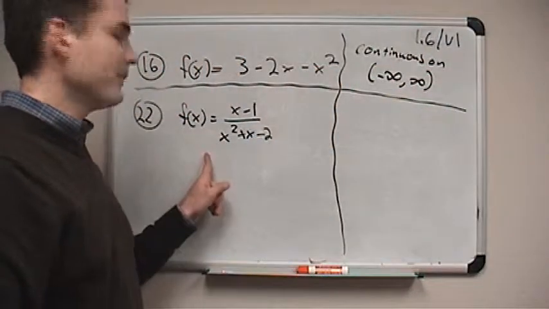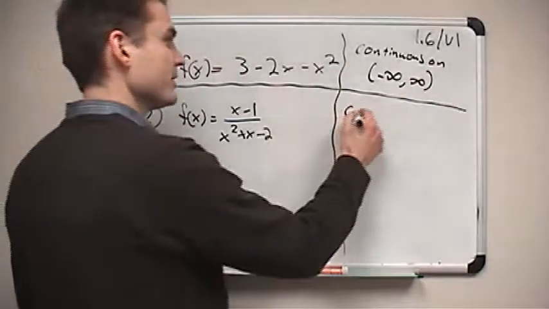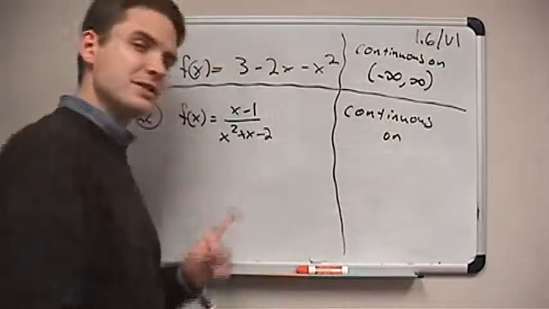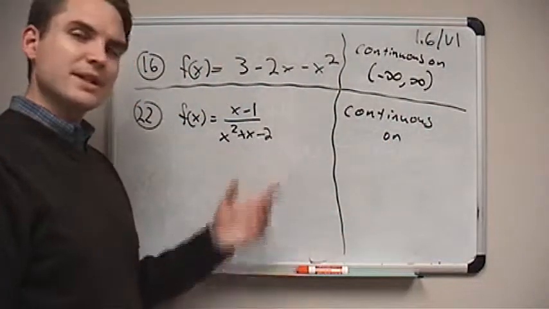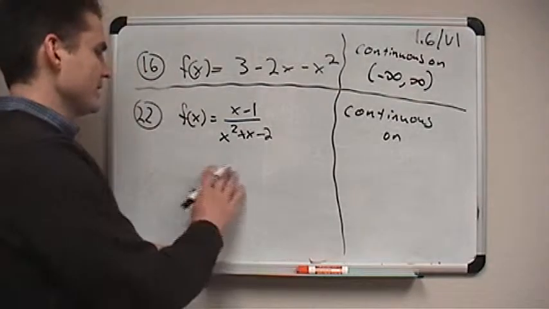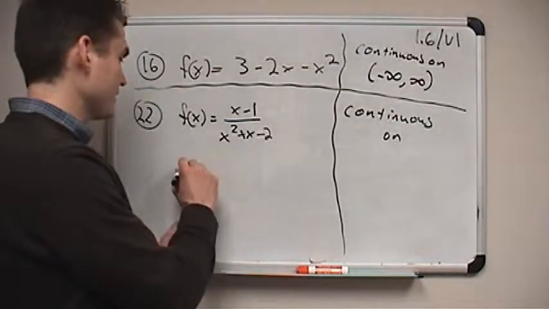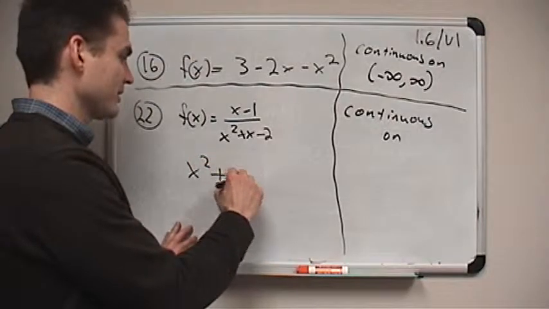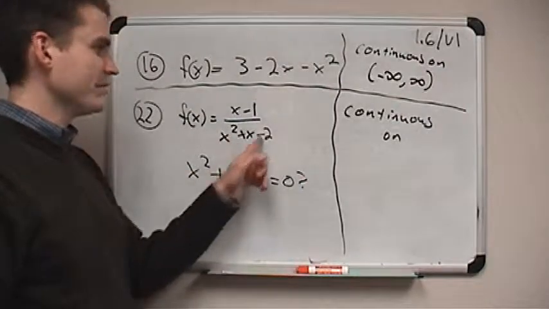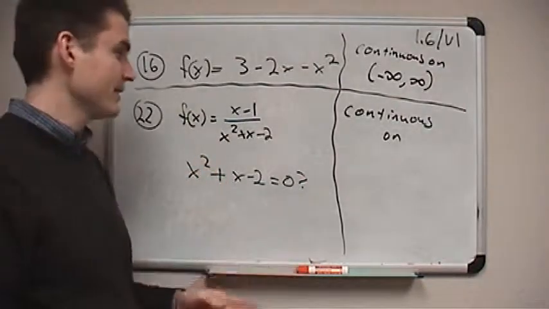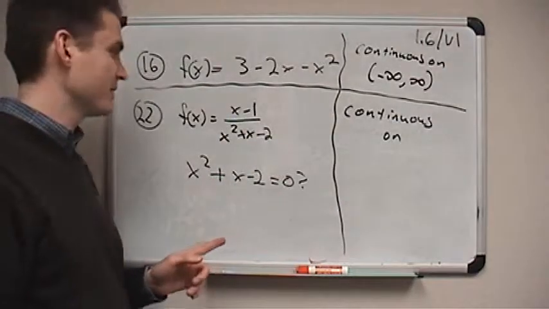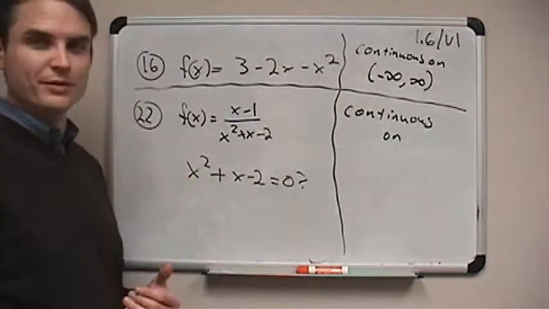Now, number 22 is a rational function. It's going to be a little bit more difficult. But again, we had another theorem about where rational functions are continuous. They're continuous on any open interval where the denominator is not 0. So when we look at this rational function, the denominator, x squared plus x minus 2, we have to look and see, is that ever equal to 0? When you divide by 0, the function isn't even defined. So it certainly can't be continuous for any value of x which would make the denominator 0. Otherwise, the function's perfectly okay.